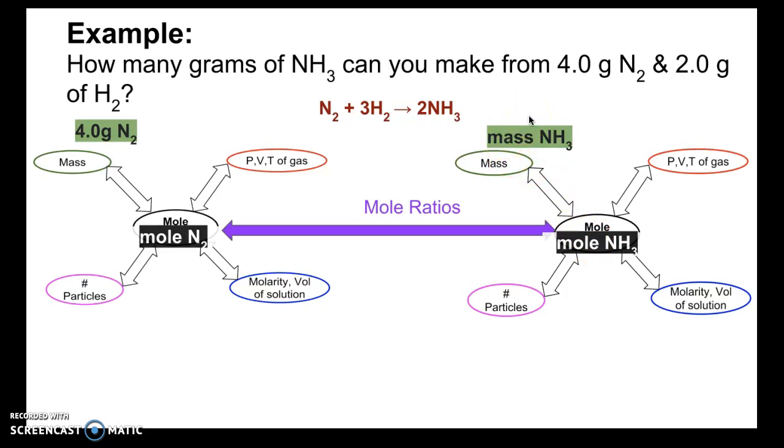I'll do the same process again for H2. I start again with the 2 grams of H2, convert that to moles of H2, then convert that to moles of my product NH3, and then convert that to my mass of NH3. And once I have the 2 masses of NH3, one that I got from the N2, the nitrogen, and one that I got from the H2, the hydrogen, I would then compare those 2 masses, and the one that's the smallest would be my theoretical yield. So using this mole map is, again, super helpful, and hopefully you've had enough practice that you feel confident using it.